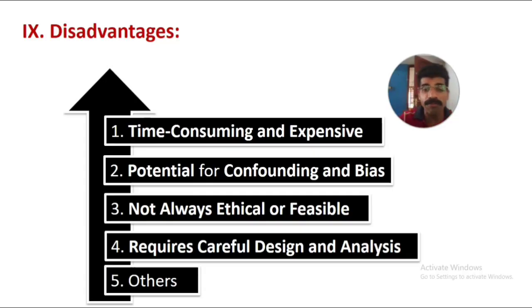Then potential for confounding variables and bias. So there is a possibility of errors in the study because of the influence of confounding variables and extraneous variables and biases like selection bias, information bias, etc. And another limitation or disadvantage is it is not always ethical or feasible to conduct the study under analytical epidemiological methods, for example randomized controlled trials or cohort studies.